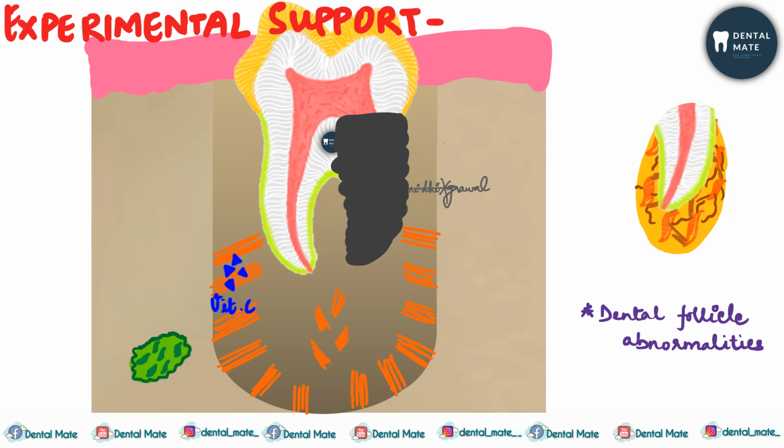Next, when there were certain abnormalities present in the dental follicle, such as multiple calcifying hyperplastic dental follicle, meaning the dental follicle showed calcifications, or if mucopolysaccharidosis type 6, which is a genetic disorder of carbohydrate metabolism, was present, in which there is excessive accumulation of dermatan sulfate, then delayed eruption of teeth was seen.